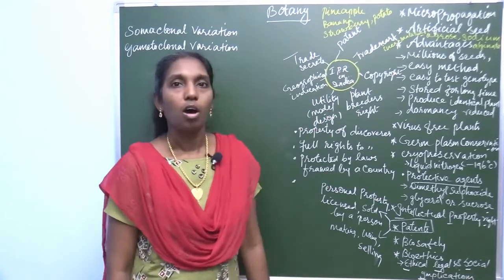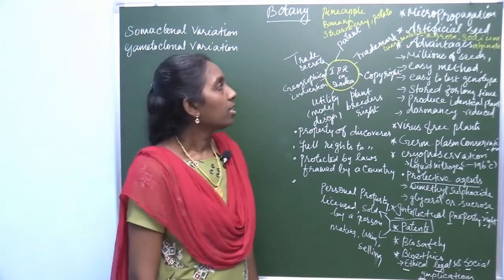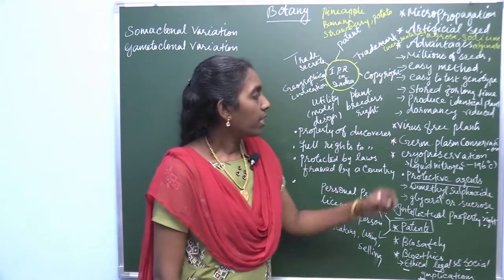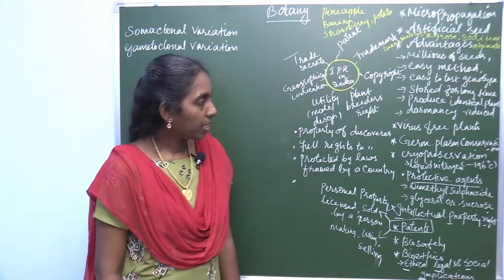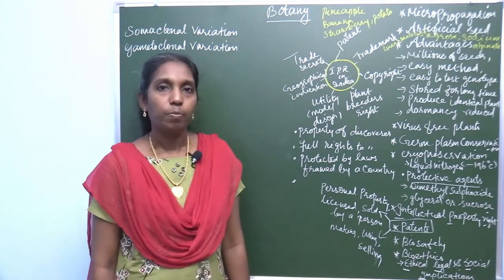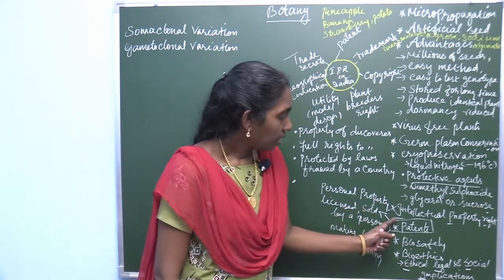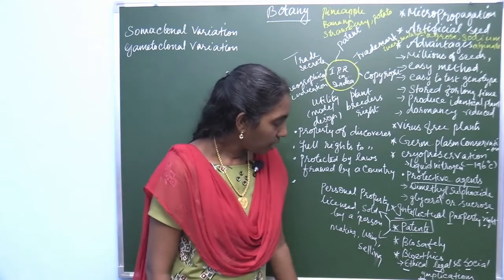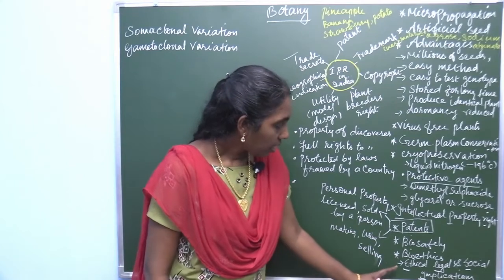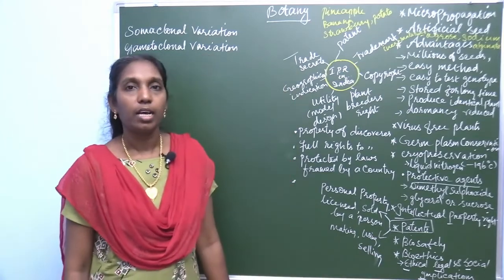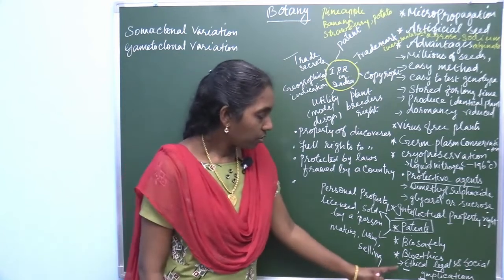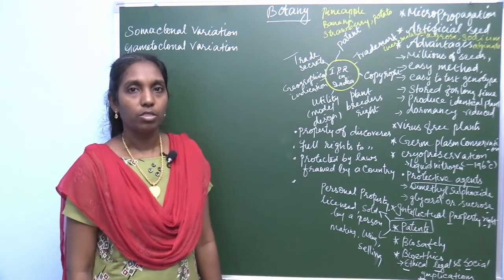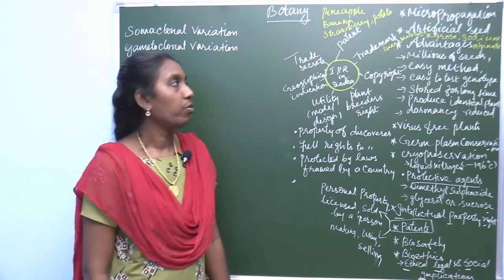Micropropagation, artificial seed, advantages of artificial seed, virus-free plants, germplasm conservation, cryopreservation, intellectual property right, patent, biosafety, bioethics, ethical and legal social implications. These are the topics we are going to learn today. Let's start one by one.